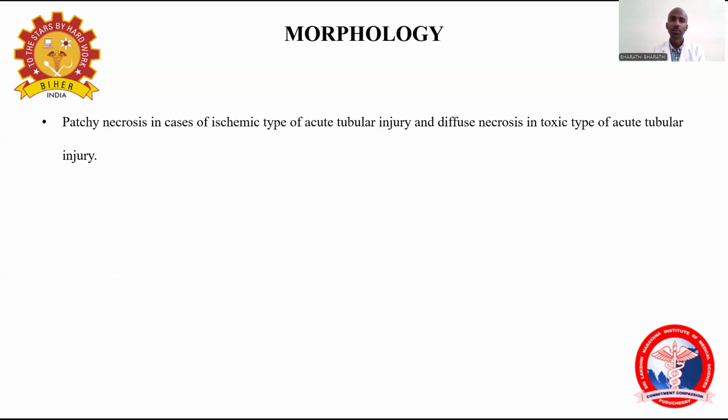Coming to the next part, morphology. As I said earlier, we will not necessarily have morphological changes in case of acute tubular injury. Once we have the changes, what changes will be seen? First, there will be patchy necrosis in case of the ischemic type of acute tubular injury, and diffuse necrosis in the toxic type of acute tubular injury.